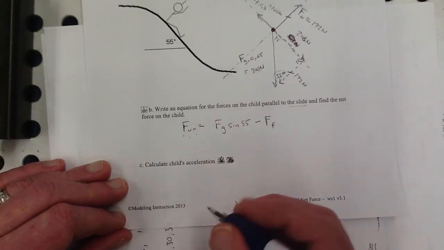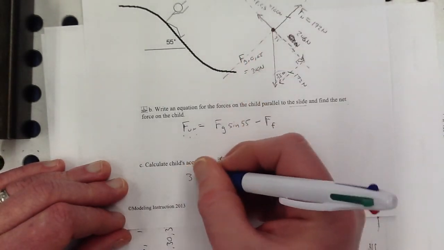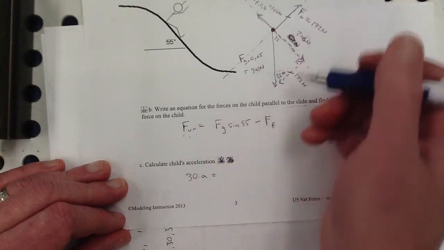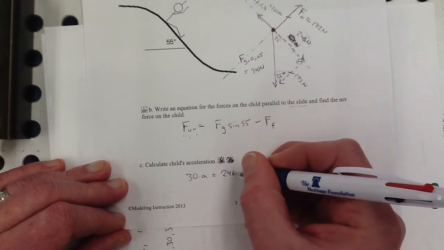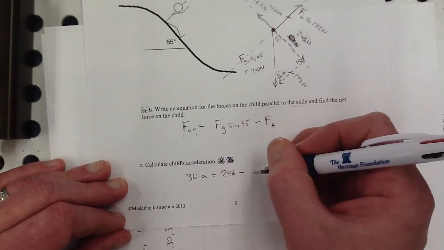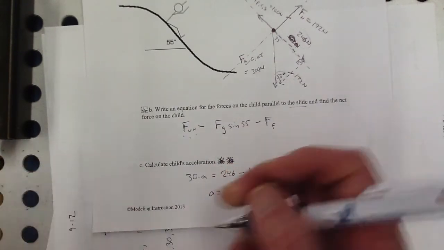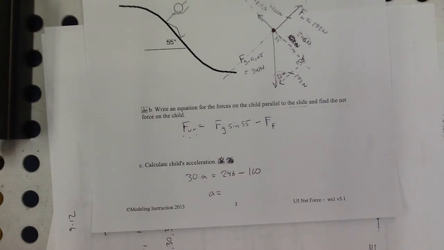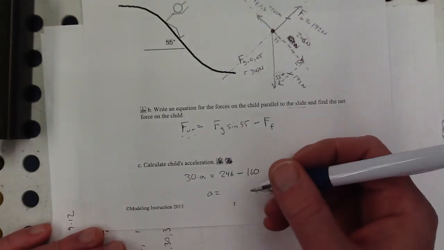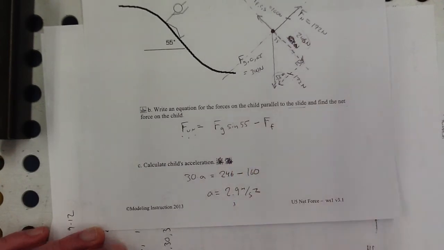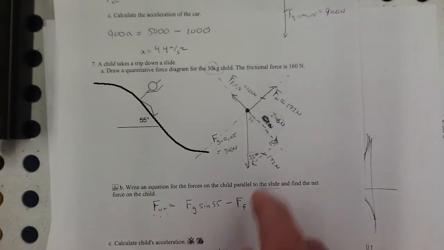So let's see. Unbalanced force is equal to mass times acceleration. Kid's mass is 30 times acceleration is equal to force of gravity times sine 55. That's this. 246 minus the force of friction is 160. So time to do math. And got about 2.9 meters per second squared.